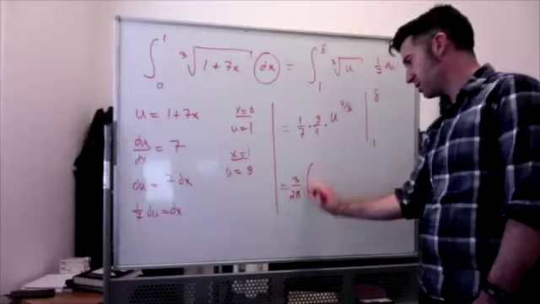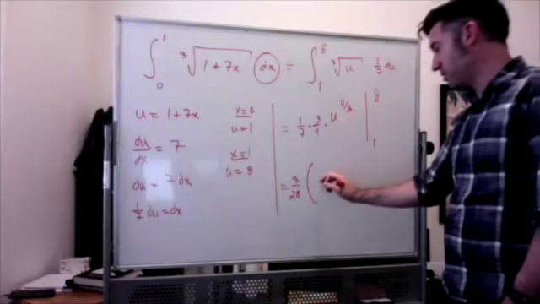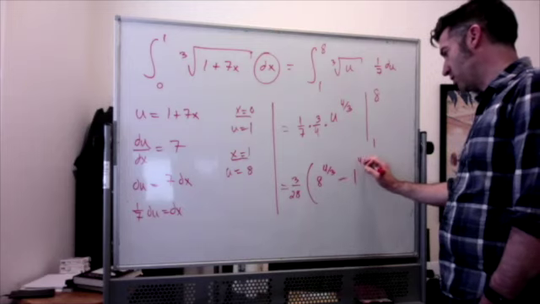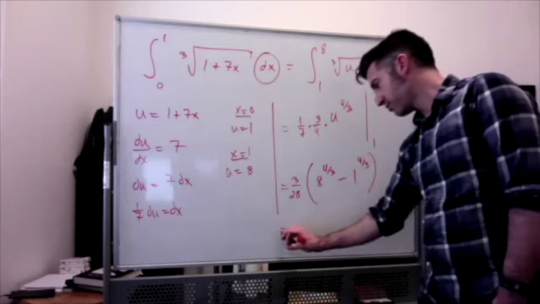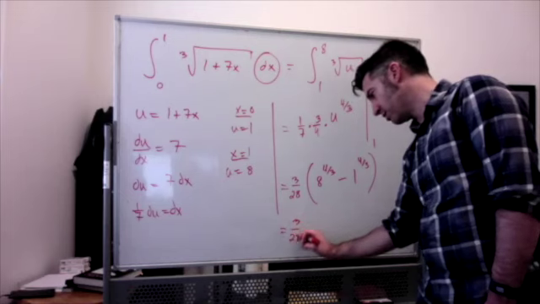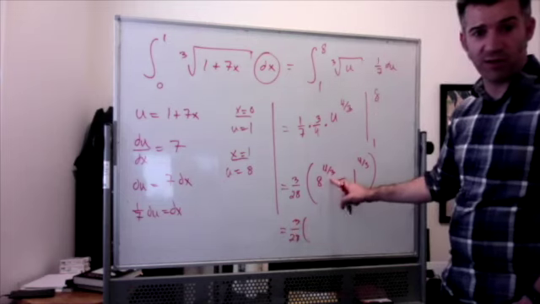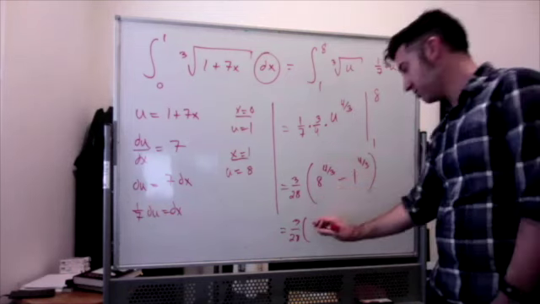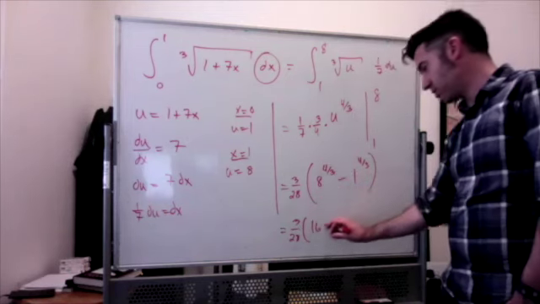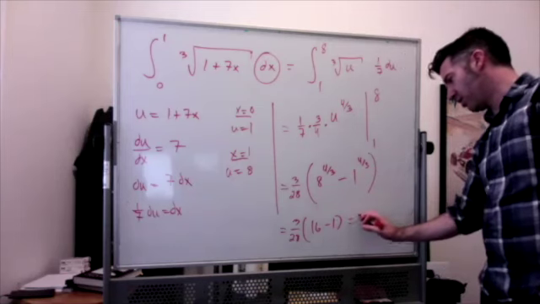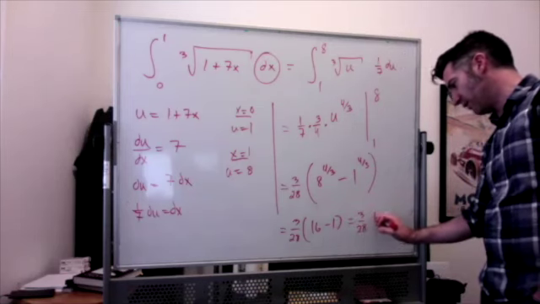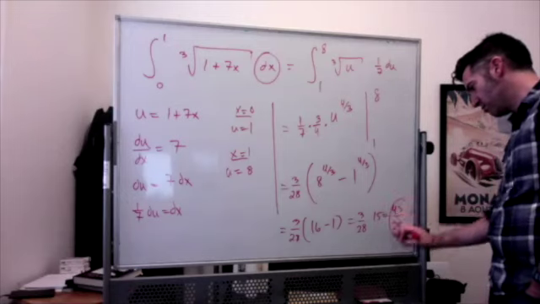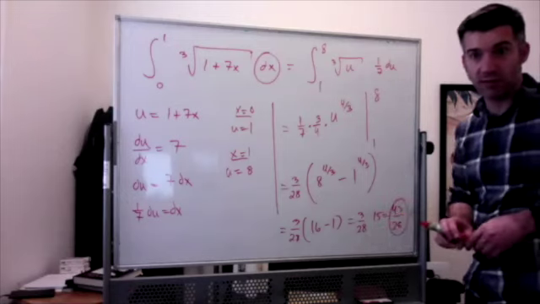So this becomes 3/28 times, plug in the 8, you get 8 to the 4/3, minus plug in the 1, you get 1 to the 4/3. It's 3/28 times 8 to the 4/3. Do the cube root first, that's 2, and then 2 to the 4th is 16. And then 1 to any power is 1. So I end up with 3/28 times 15, which is 45/28, which is a weird answer, but fine.